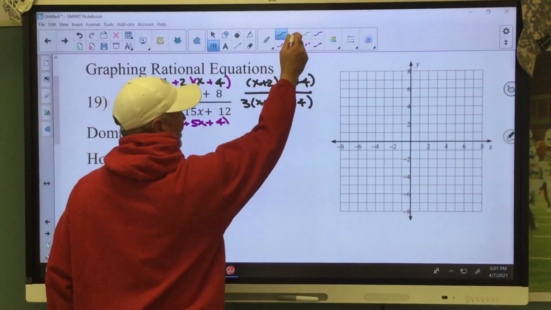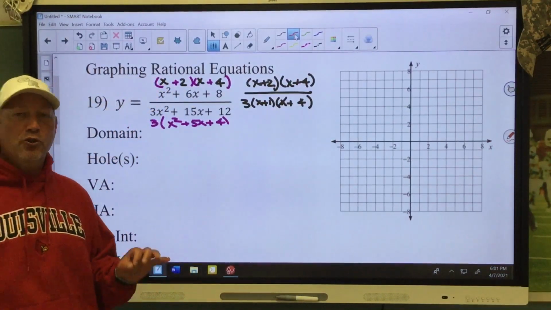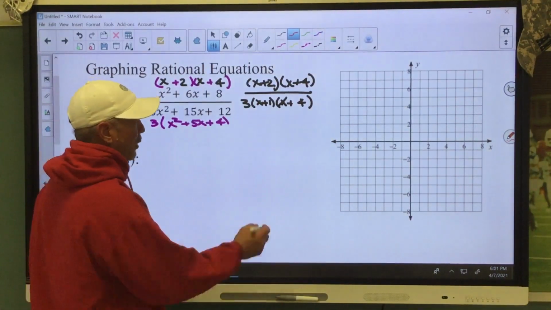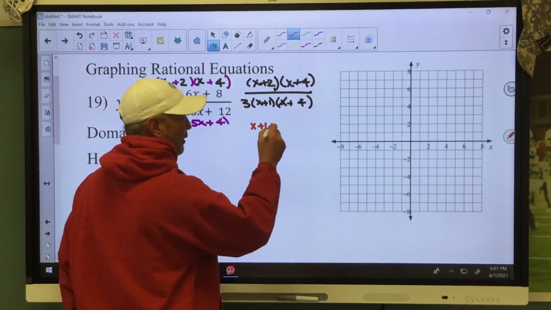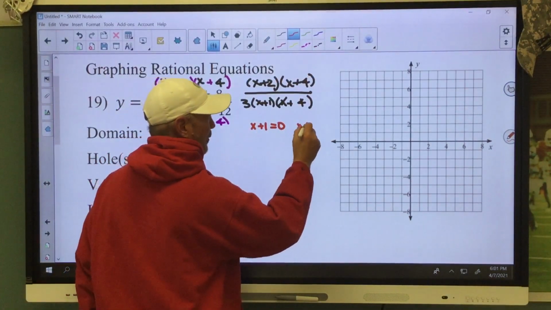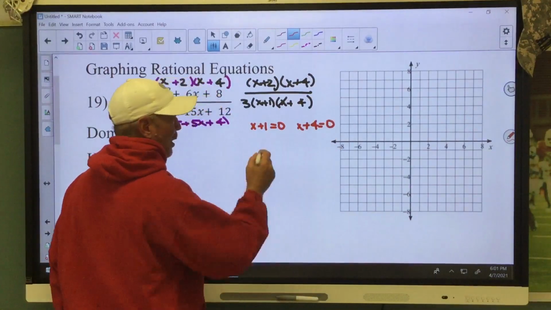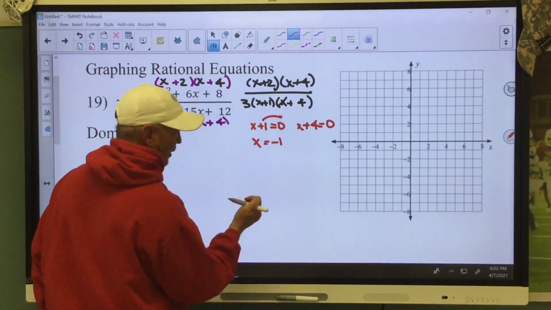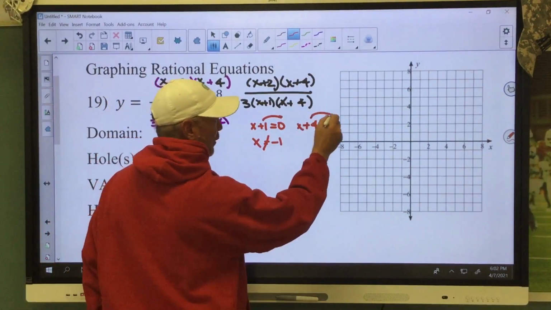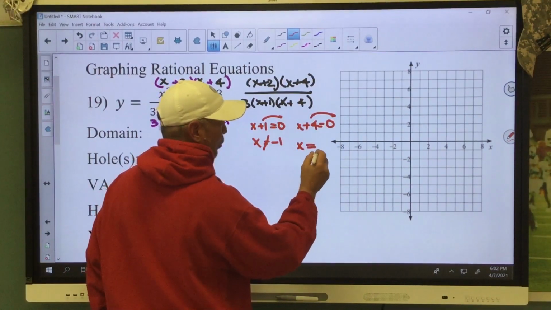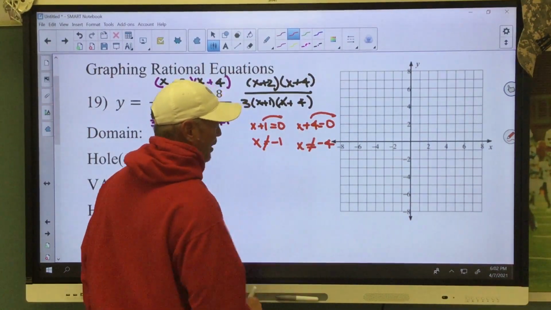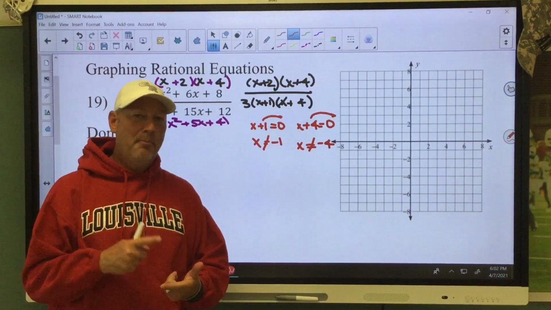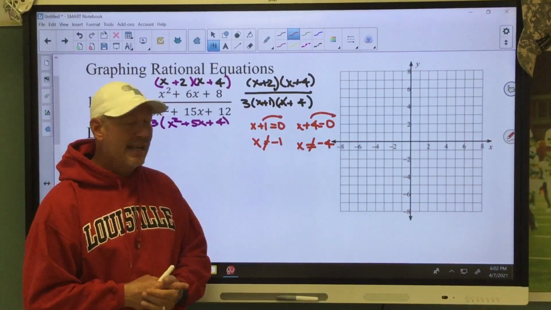My domain. How do you find your domain? You find your domain by setting these factors in the denominator equal to 0. So we're going to say x plus 1 equals 0, x plus 4 equals 0. We move the 1 and get x equals -1. We slash it. We move the 4 and we get x equals -4, and then you say no. These are our restrictions, the limits to our domain. It cannot be -1. It cannot be -4.